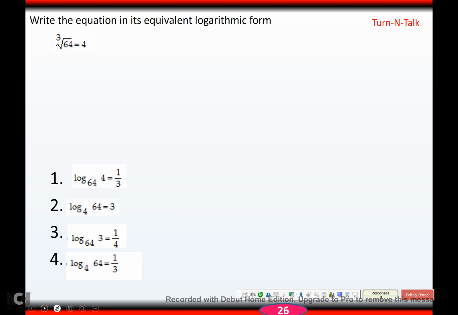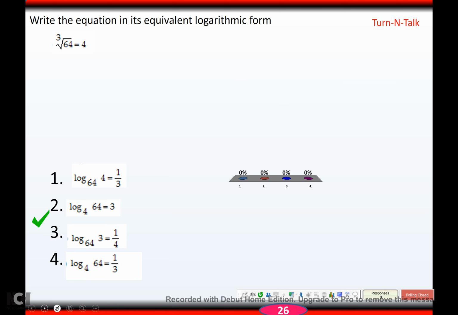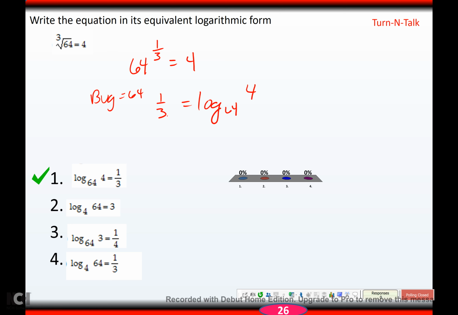Try this one, come back when you're ready. Little hint, get out of the radical. Alright, so if I get out of the radical, that's going to be 64 to the 1/3. Okay, which means my bug is 64. So I put him back under his log on the other side. 4 stays, 1/3 stays. Okay.